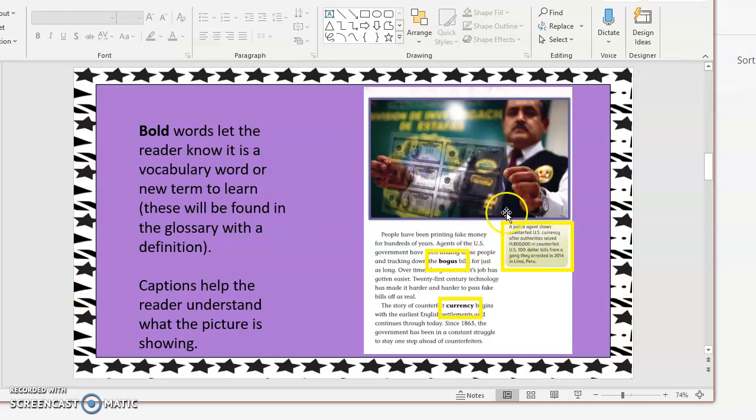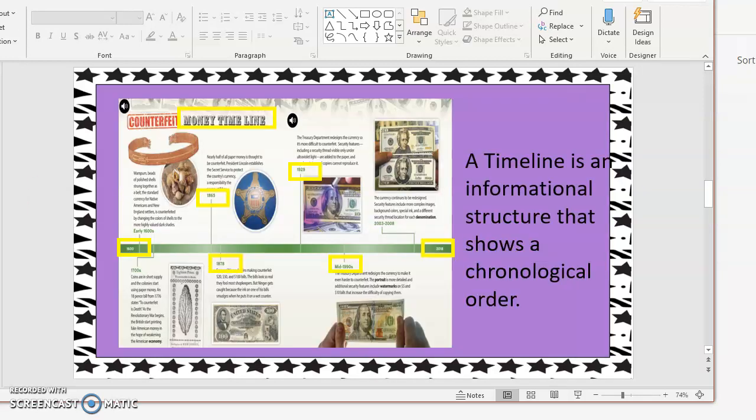Now also below pictures or maps or other things like that, there's going to be some words underneath, and that's called a caption. The caption helps to explain whatever that picture is about or what's going on.